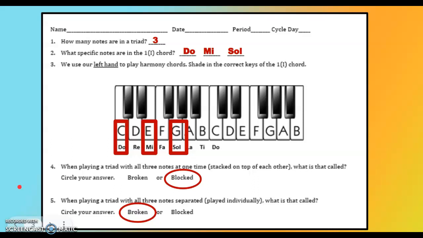You're not going to correct. If you had something wrong, you're giving yourself an X for wrong, a check for right. When you're done correcting your paper, then you're going to turn it in with the substitute teacher. Make sure your name is at the top.